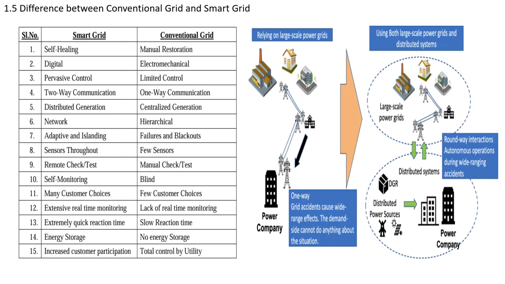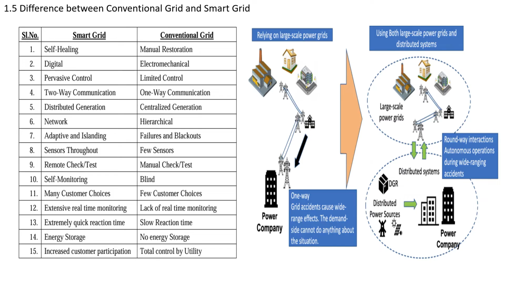In the conventional grid, there are some failures and blackouts, but the smart grid is very adaptive, and if a fault happens, the healthy zone will be isolated. So the zone will be isolated here. And in the conventional grid, sensors are very few. In the smart grid, there are more sensors in the grid. In the conventional grid, the test is done through manual check, whereas in a smart grid, we can even test the entire grid at remote locations.